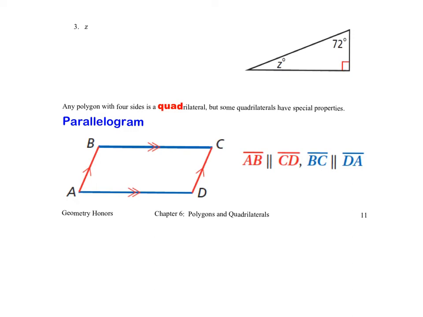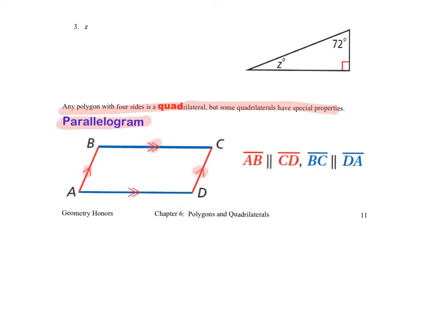This is going to be 6-2 and 6-3 combined, talking about quadrilaterals. So any polygon with 4 sides is a quadrilateral. But some quadrilaterals have special properties. So we have something that's called a parallelogram. A parallelogram contains 2 pairs of opposite sides that are parallel to each other.